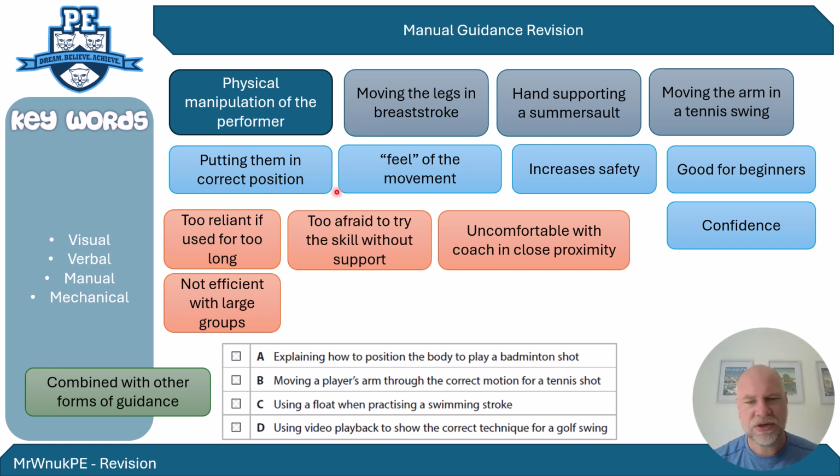And essentially it's good because you put them in the correct position. You are helping the performer gain a feeling for the movement that they are doing. It improves safety. So if someone wants to try a somersault for the first time, hand supporting them is safer than just letting someone go off and do it on their own. And these reasons make it good for beginners. Beginners are more likely not to know what the feeling of the movement is, and it's dangerous, and they might not have the confidence. It builds up these feelings and the safety and the confidence for a beginner performer.